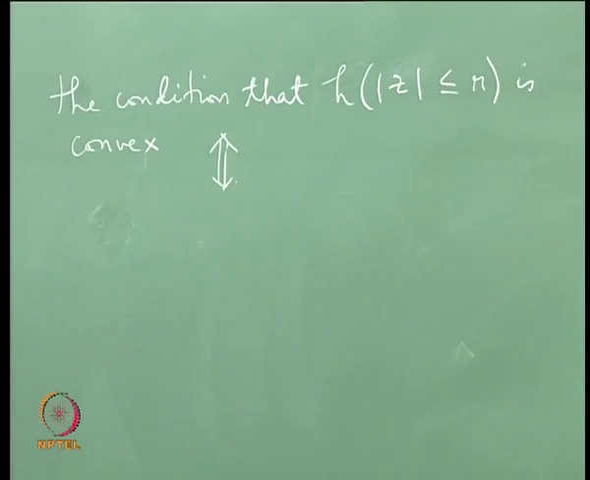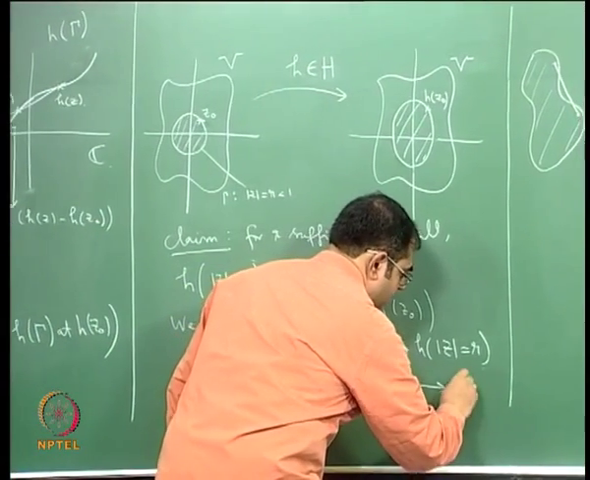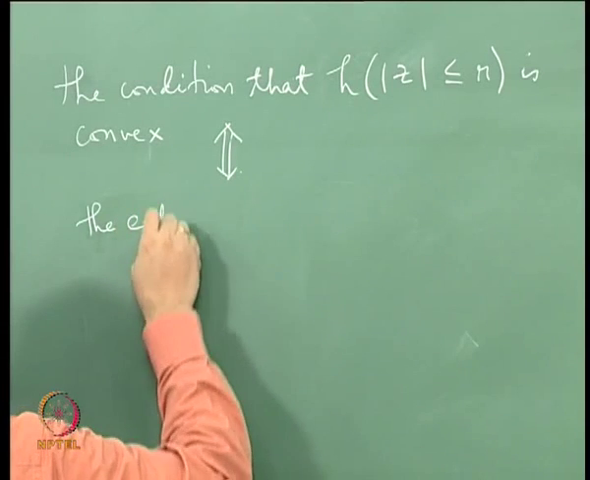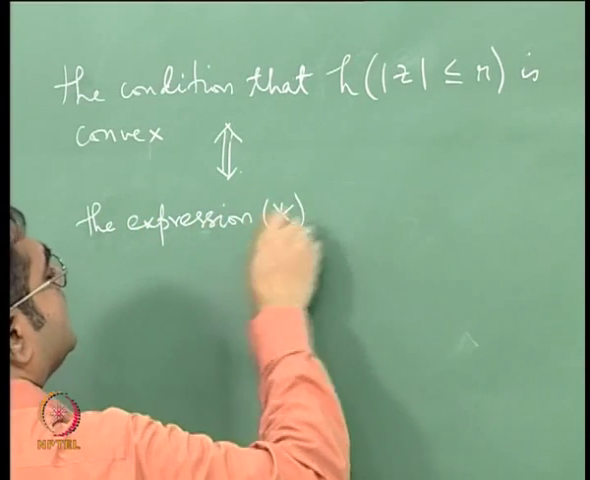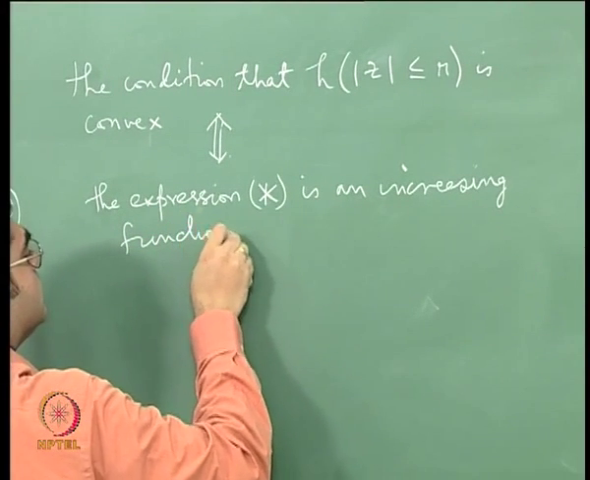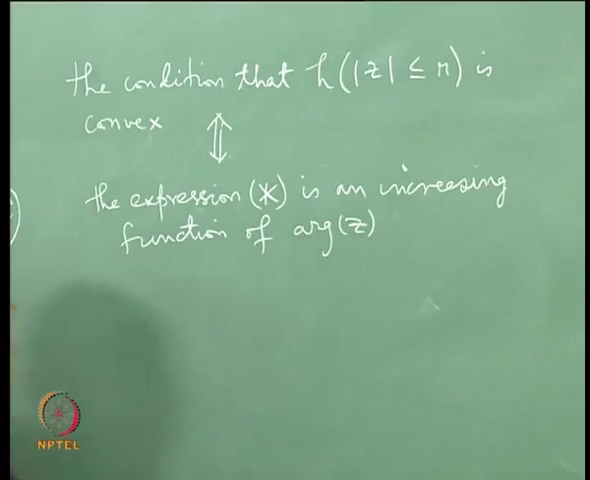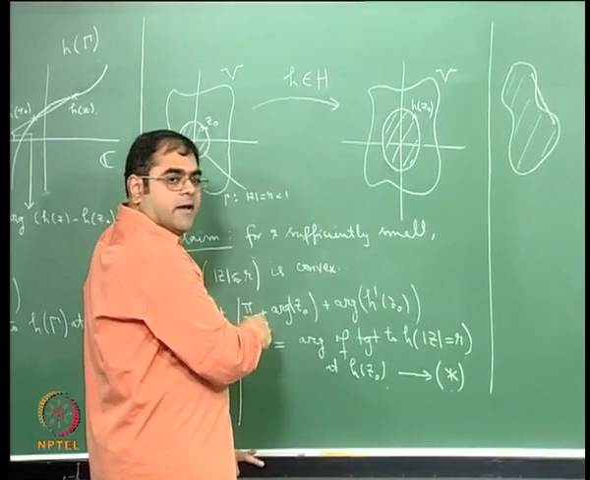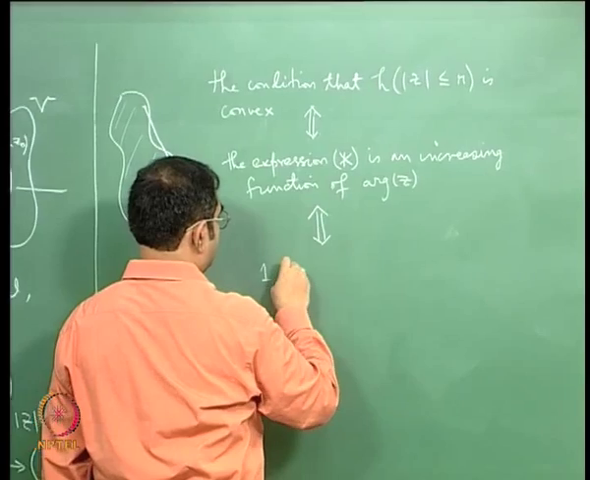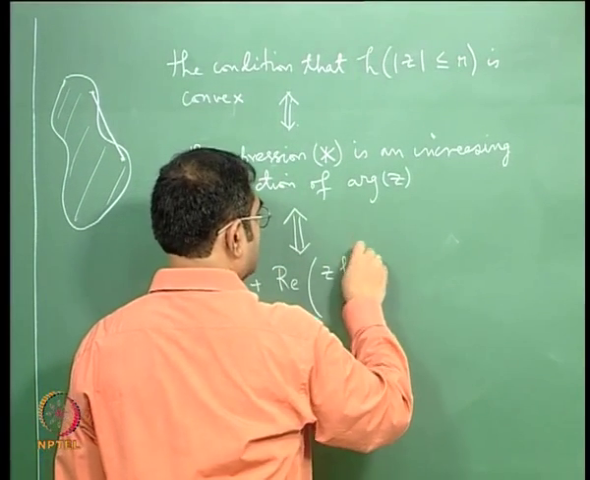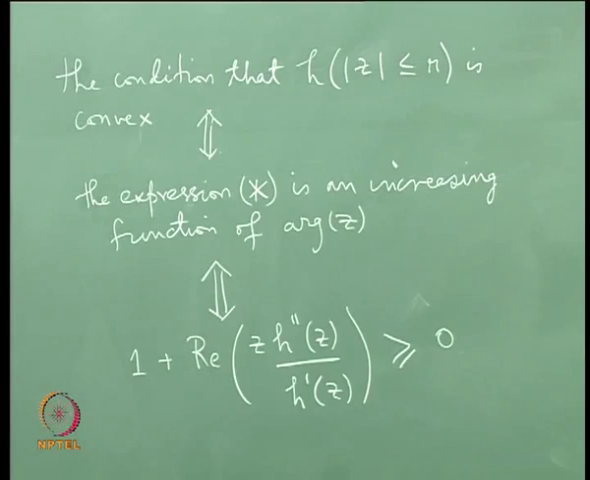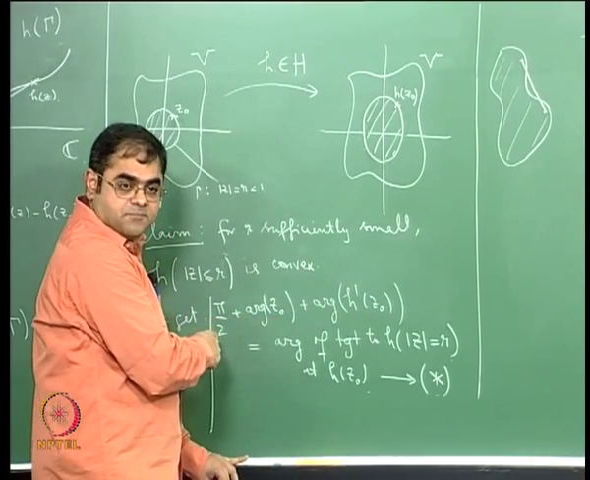Let me call this equation star, if you want. The expression star is an increasing function of argument of Z, okay, that is a condition. And well, if you write it down, so this is an exercise, that condition turns out to be the condition that 1 plus real part of Z H double prime of Z by H prime of Z is positive, okay.